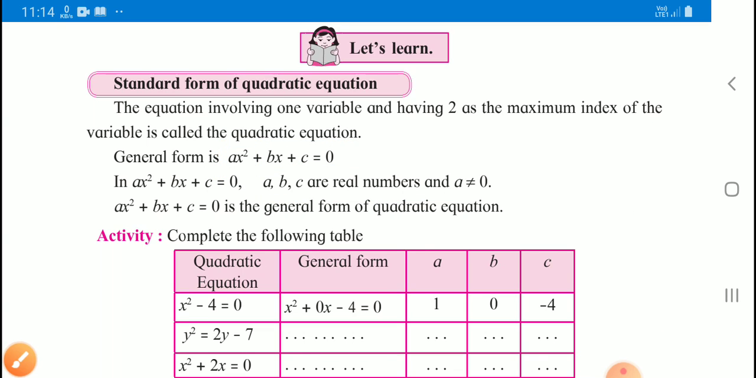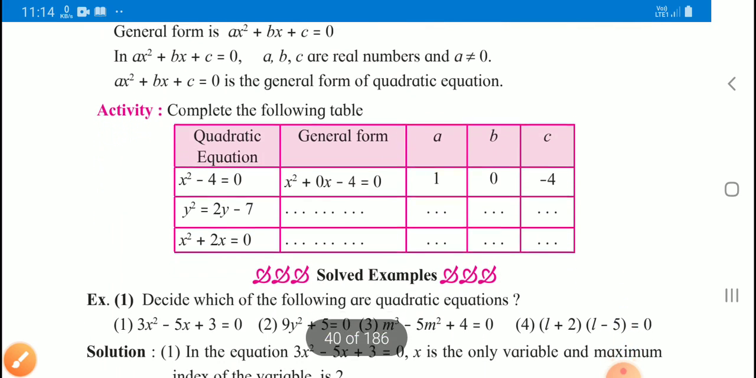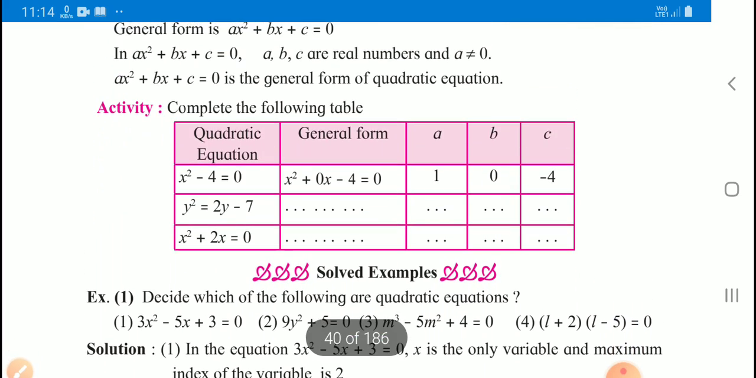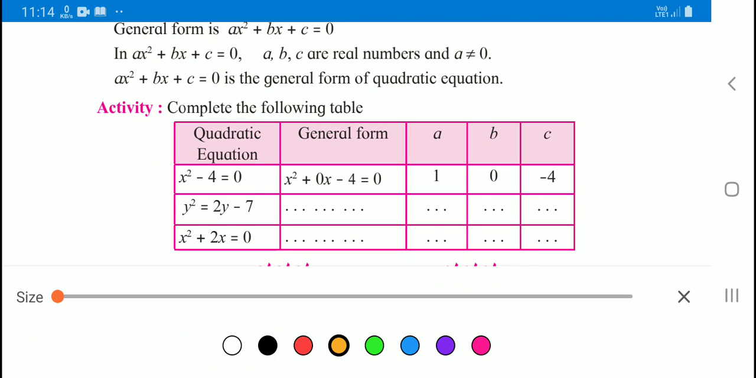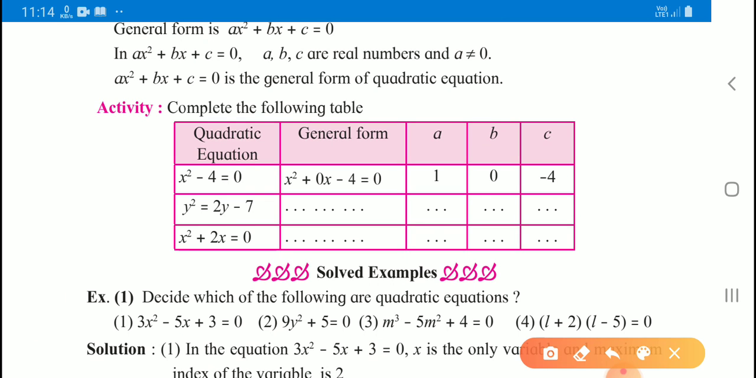Now next we will see that they have given an activity. Complete the following table. Here, first of all, they have given the equation x square minus 4 is equal to 0. We have to write this equation in the standard form or general form of the quadratic equation. What is the general form of the quadratic equation? It is ax square plus bx plus c is equal to 0. And afterwards, they have written the coefficients a, b, c. Okay, c is the constant term here. Coefficient of x square and x.